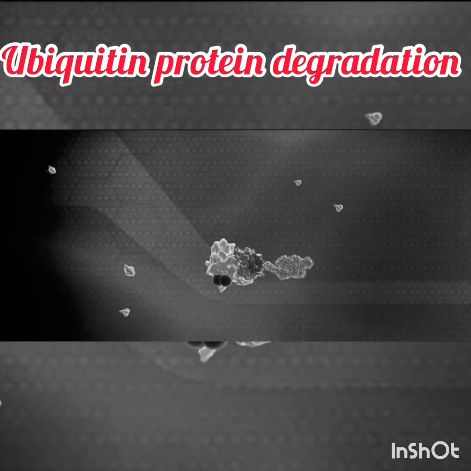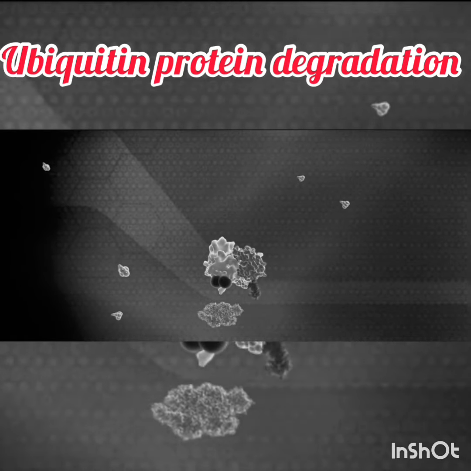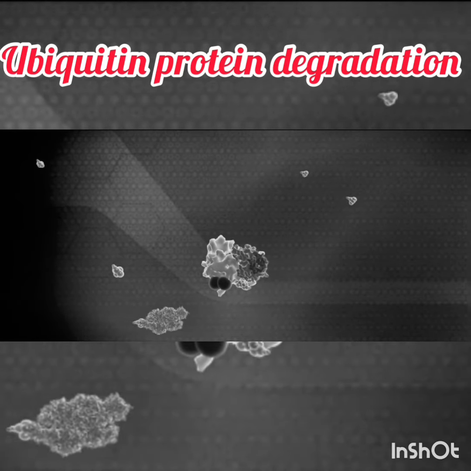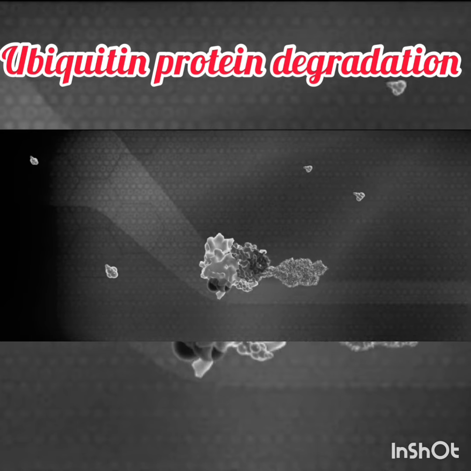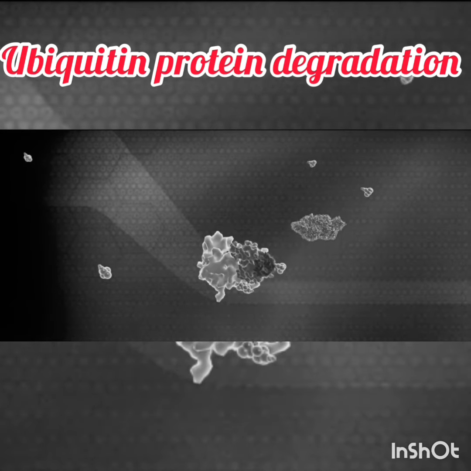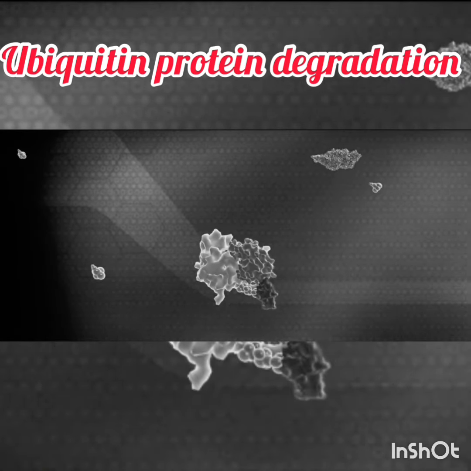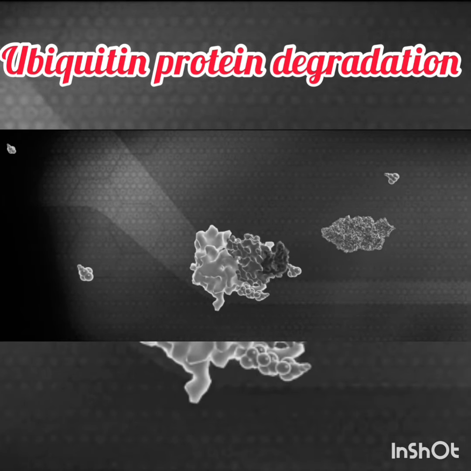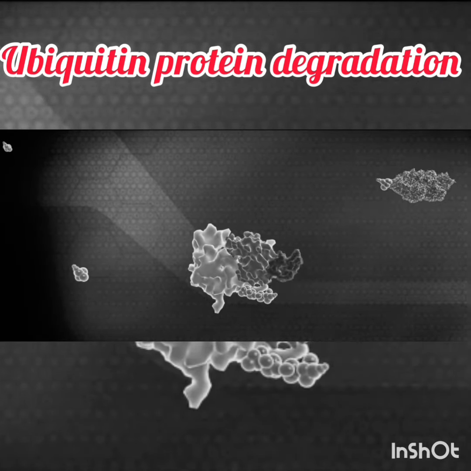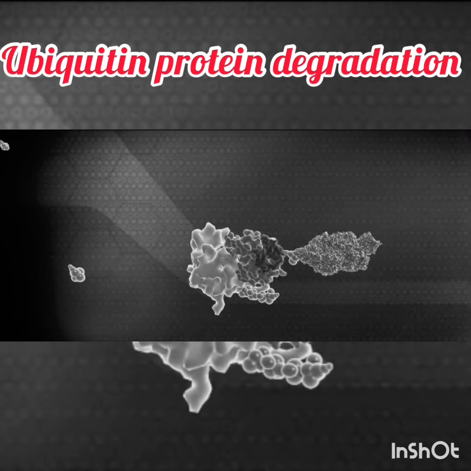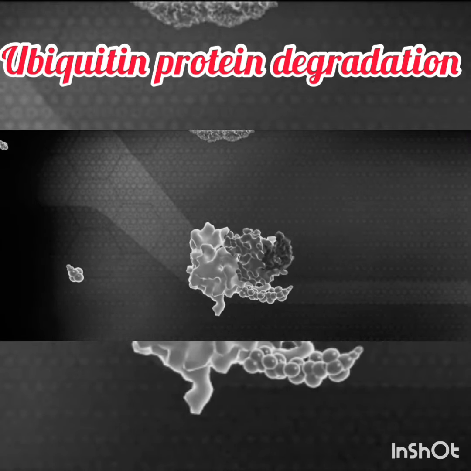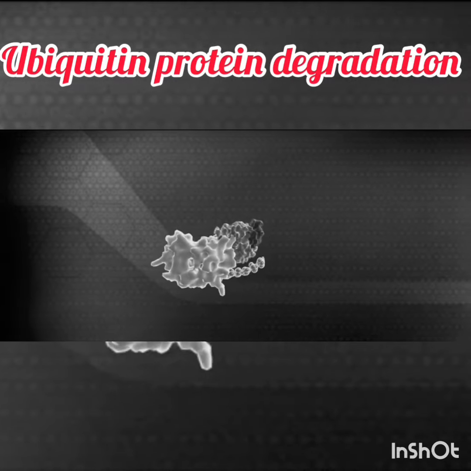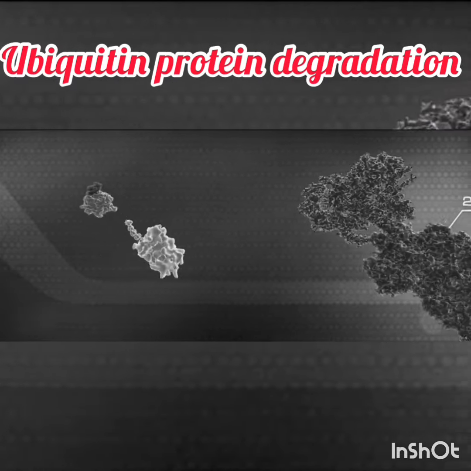This process continues, and a second ubiquitin is bound to the first ubiquitin, and the third ubiquitin is bound to the second ubiquitin, the fourth to the third, the fifth to the fourth, the sixth to the fifth, and so on and so forth. This process builds a proteasome recognition signal.